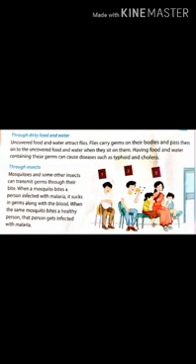Next is the second topic, through dirty food and water. Flies carry germs on their bodies and pass them on to uncovered food and water when they sit on them. The food and water containing these germs can cause diseases like typhoid and cholera.